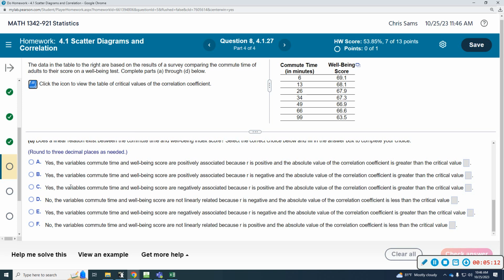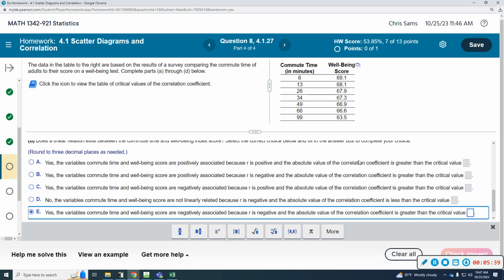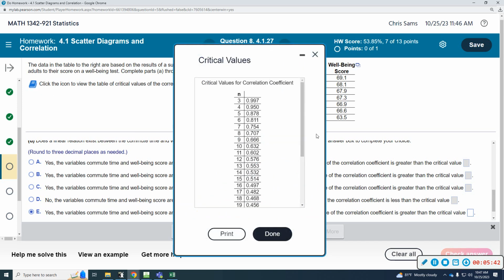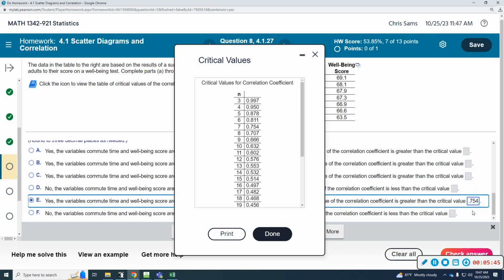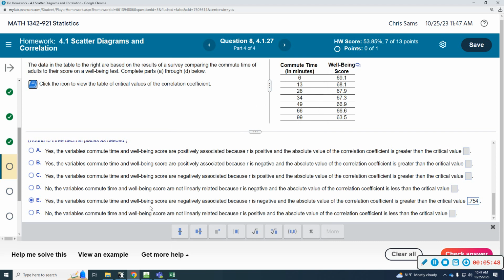Looking at the options: yes, commute time and well-being score are positively associated, R is negative, and the absolute value of the correlation is greater than... So what is it asking? Linear relationship. Yes, commute time and well-being score are negatively associated, because R is negative and the absolute value of the correlation coefficient is greater than the critical value. Yes, the critical value was 0.754. So that's going to be the best explanation. There's a negative relationship. It is a linear relationship because R is greater than the critical value.